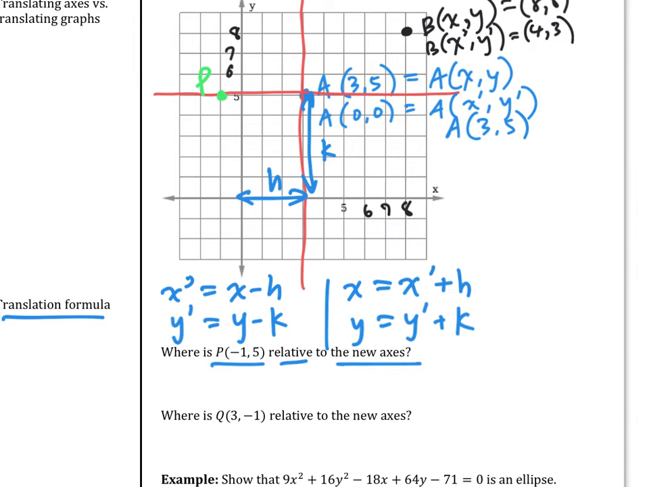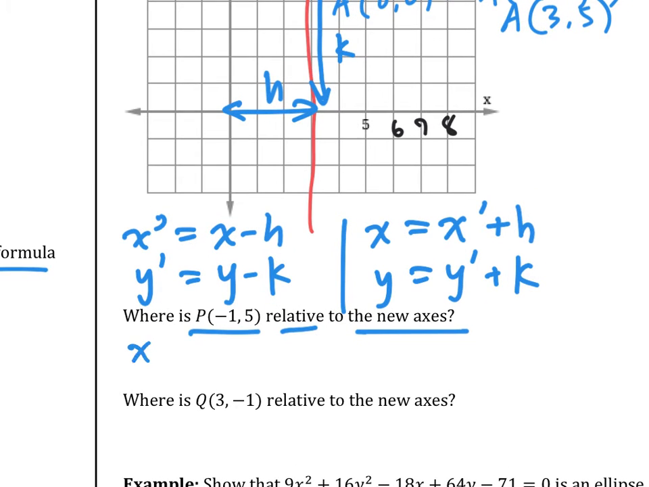All right, so we already know it's (-4, 0). Let's try it with our formula and see if we get (-4, 0). According to the formula, the new x must be the old x minus h. h in this case is 3. So that is -4.